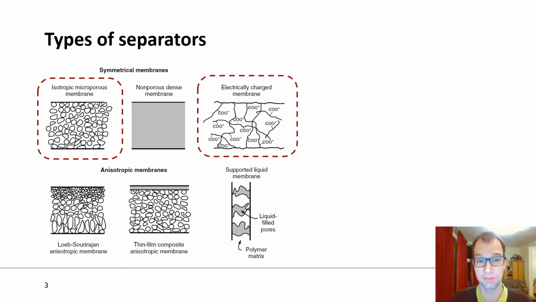However, for electrochemical systems, only two of them are really relevant, namely the microporous separators, which you can see here. They basically consist of a porous structure consisting of a solid material, and then pores, which are filled by the electrolyte. The other type of separator we often see is the electrically charged membrane. Here you have very small pores in the nanometer range, and in the pores you have charged groups that affect the ion selectivity of the membrane, which we will discuss further in the next slide.